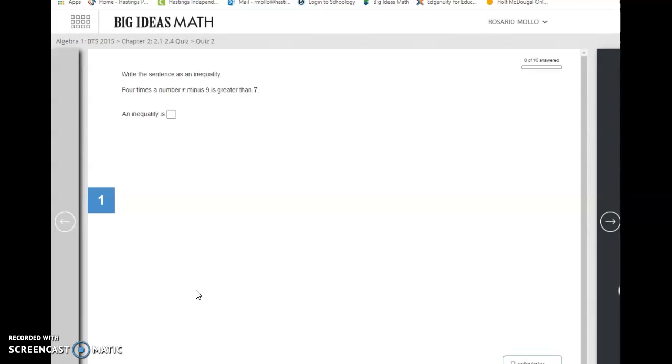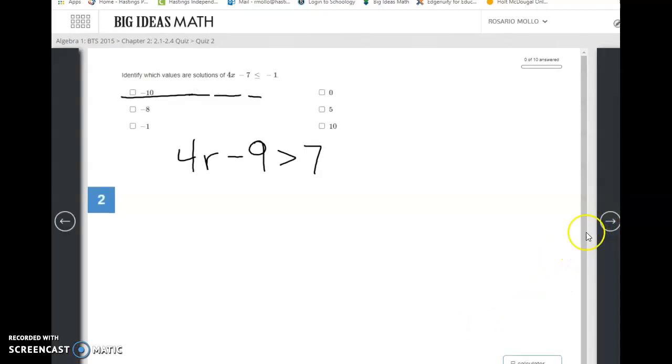So first one, they just want us to write the inequality, so we're not solving it. So 4 times the number r minus 9 is greater than 7. So if I have 4 times my number r, that means 4 times r minus 9 is greater than 7. There's my 4 times the number r minus 9 greater than 7. So it gives us all the information right there, and we don't have to solve or do anything for this. All right, next one.